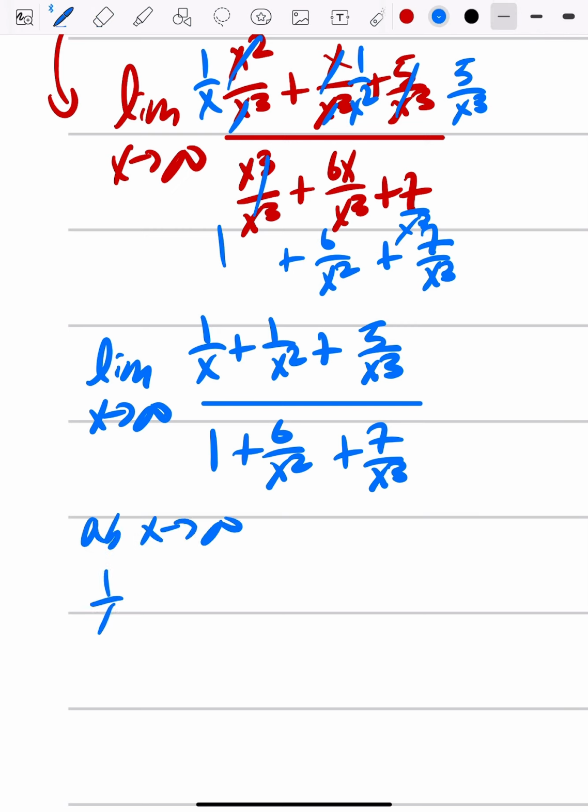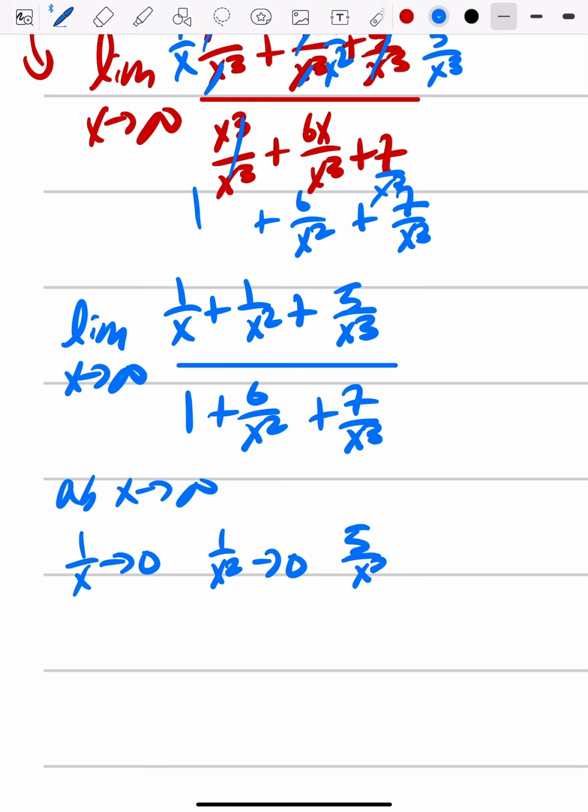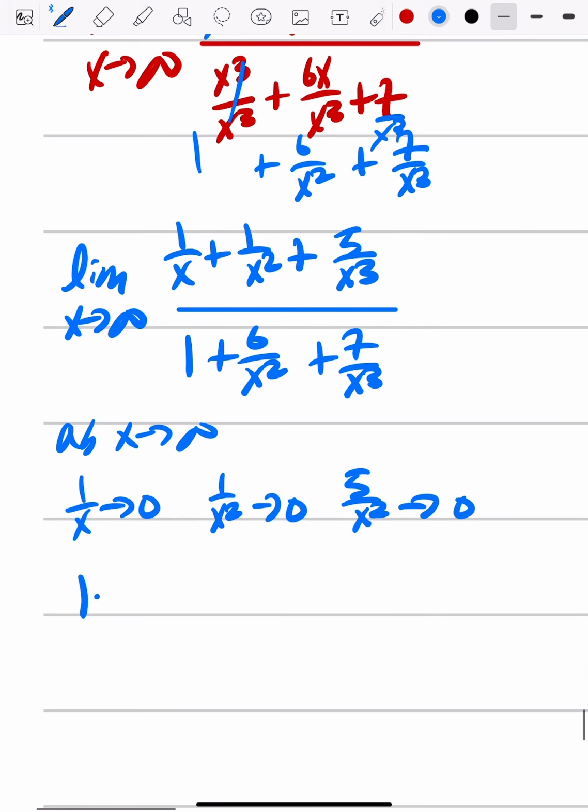This 1 over x approaches 0, since as x gets bigger, 1 over x is going to approach 0, like 0.110001, or even smaller. And similarly, 1 over x squared will approach 0. 5 over x cubed will also approach 0. Let's get the denominator. 1 will approach 1. 6 over x squared will approach 0. 7 over x cubed will approach 0.